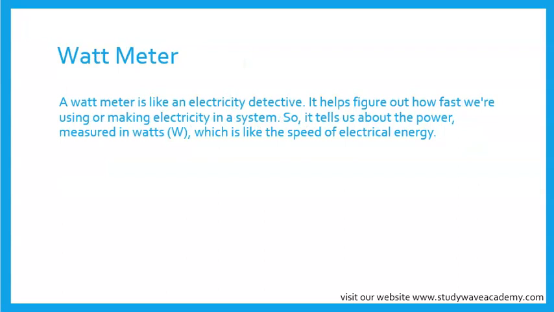Watt meter. Remember, watt meter is also a type of electrical measurement device, okay? A watt meter is like an electric detective. It helps figure out how fast we are using and making electricity in a system. So it tells us about the power measured in watts, which is like the speed of electrical energy. The watt meter is a tool that measures the rate at which electrical energy is used or produced in a circuit. Okay? Do we understand?